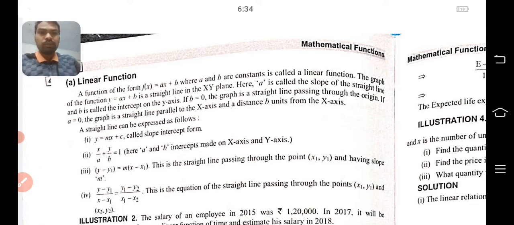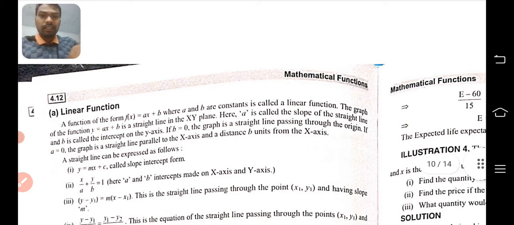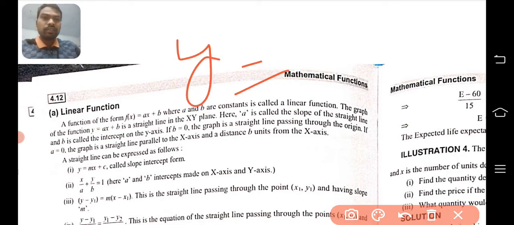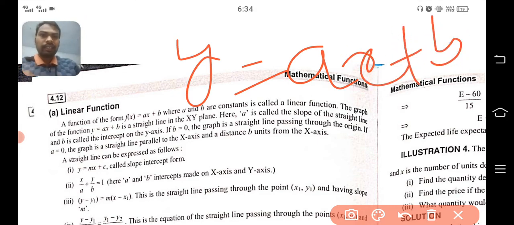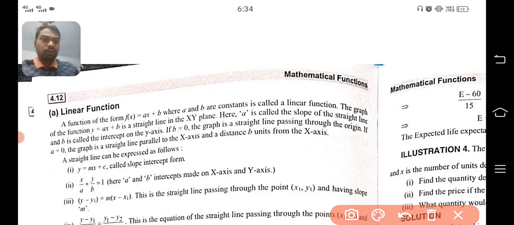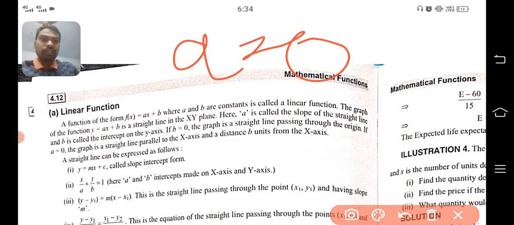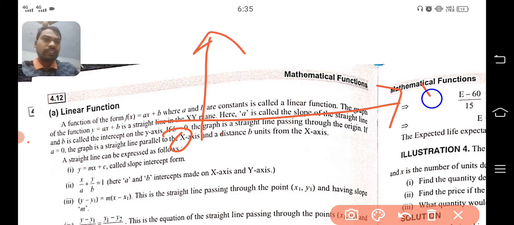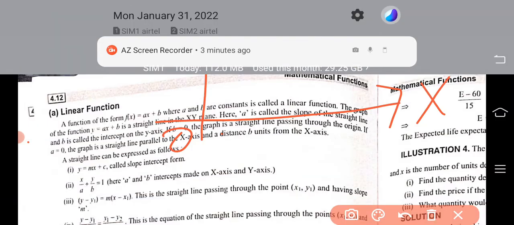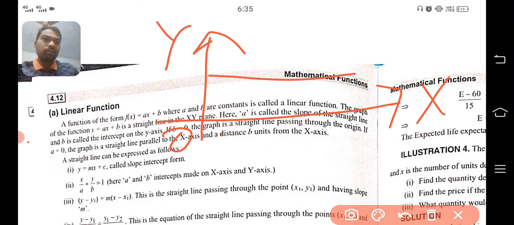x-axis. Whenever we write the slope a equal to 0 in ax + b, what will happen? If a is equal to 0, then the straight line will be parallel to the x-axis. If you take the x-axis and y-axis, it should be parallel to the x-axis.